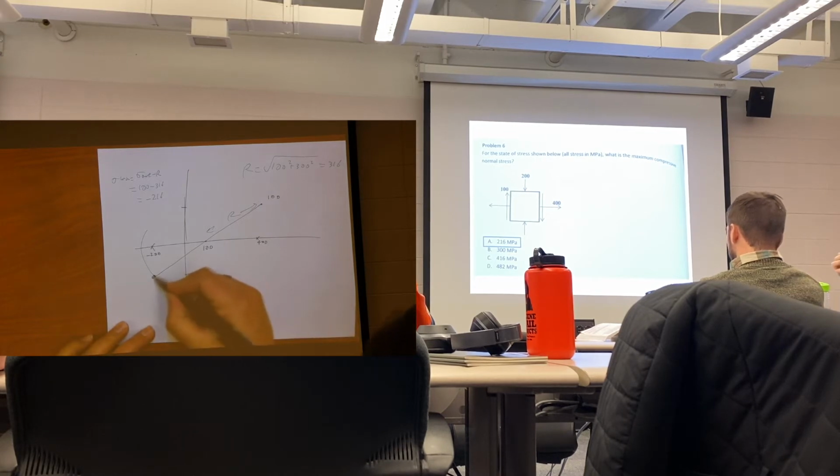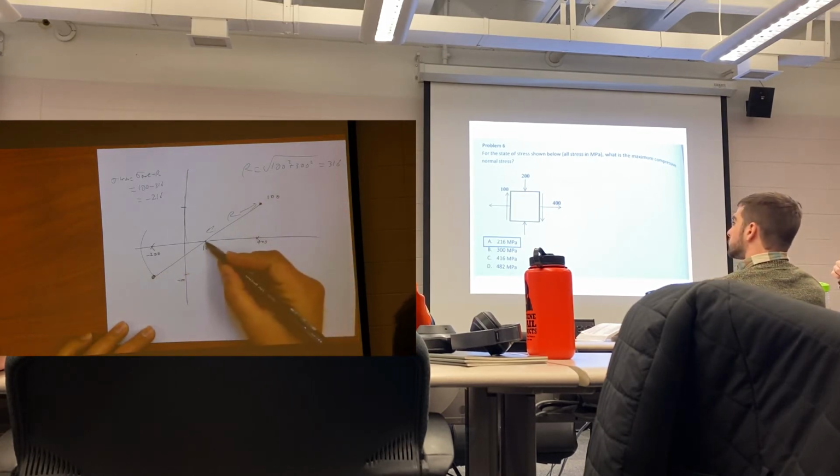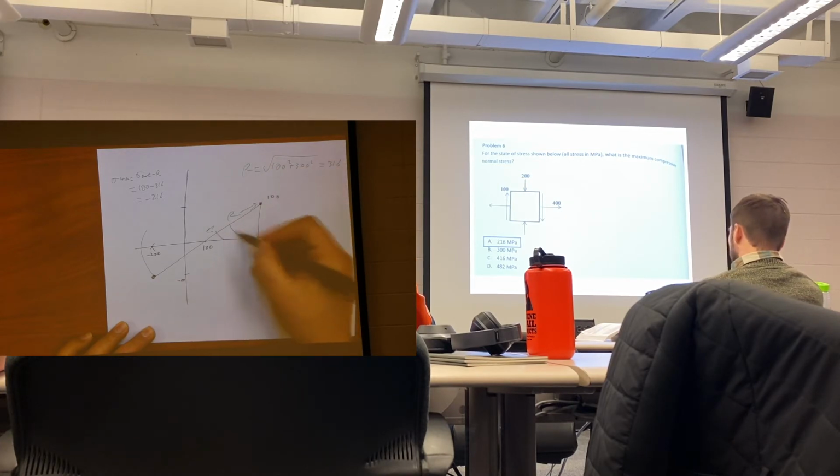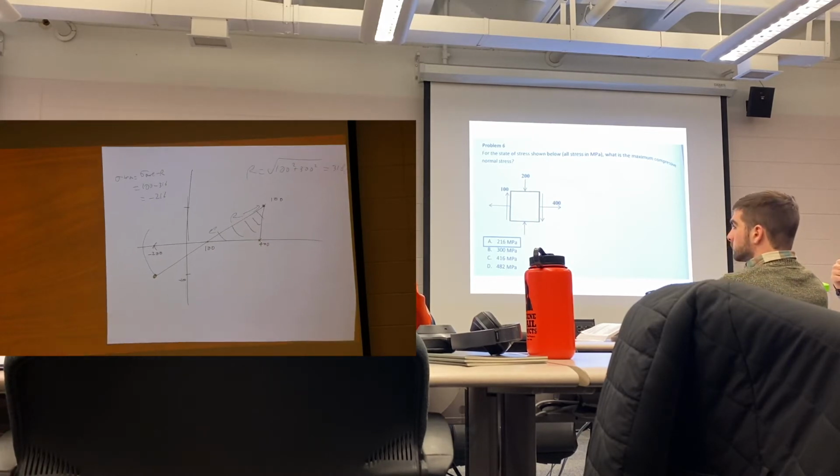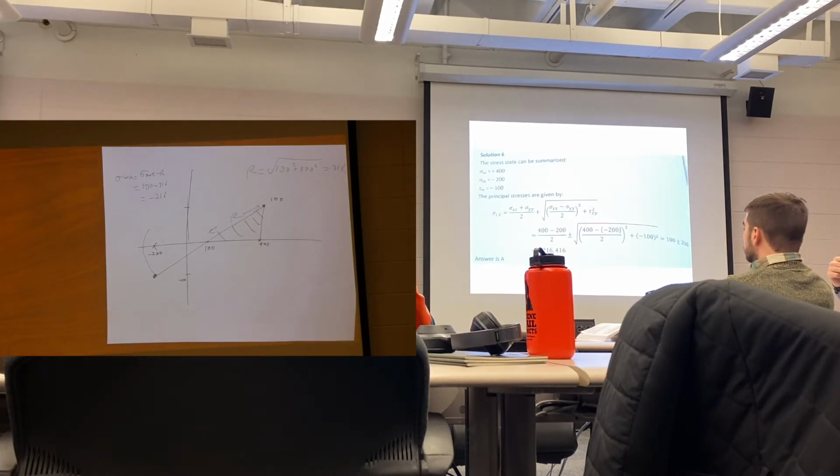I simply plotted these 2 points and got the location of the center, then got the radius from this triangle, the hypotenuse. Then I said sigma average minus R is sigma minimum, sigma average plus R is sigma maximum. The other alternative is to use this equation. Up to you.